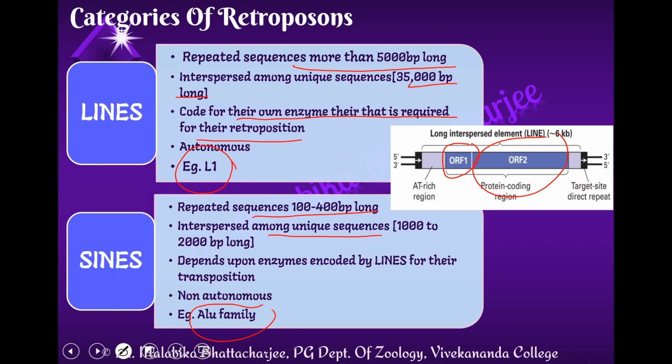As I said earlier, the name Alu comes from the fact that this SINE element contains a single recognition site for the restriction enzyme AluI. They are non-autonomous, that is, incapable of producing their own transposase enzyme, and they depend upon enzymes encoded by LINEs for their transposition.